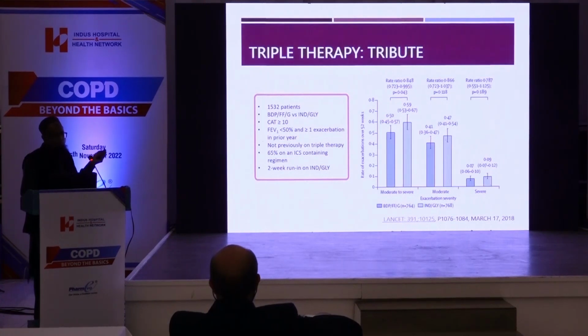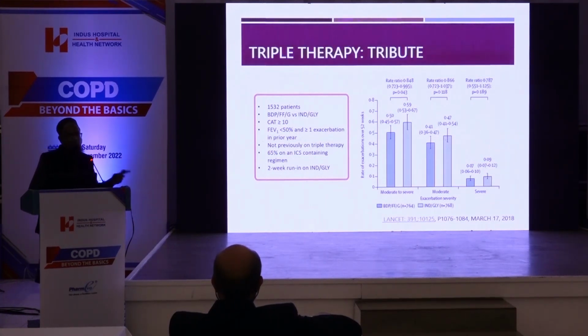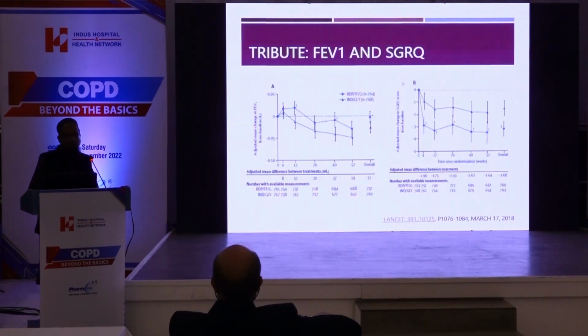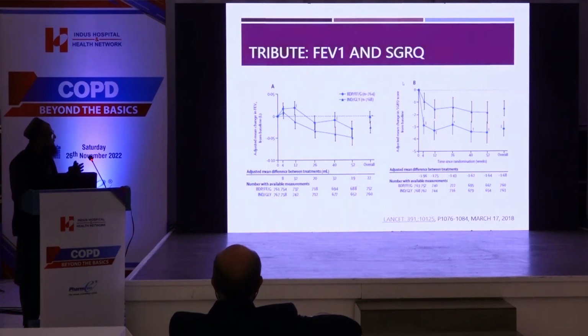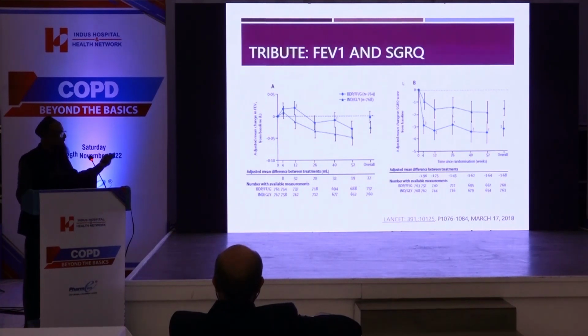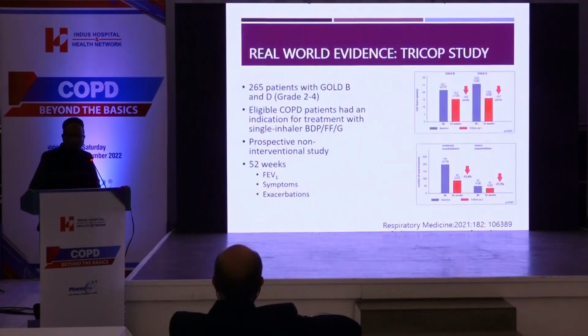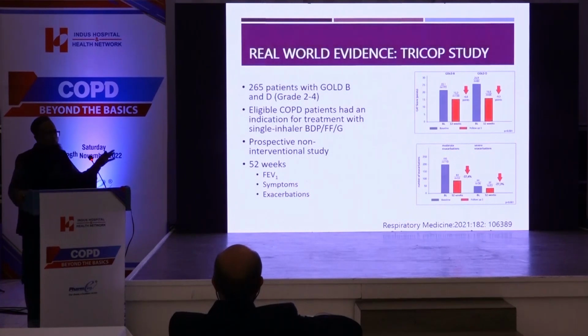The first trial published was TRIBUTE, and that shows that triple therapy reduces the exacerbation, but this trial fails to show the mortality benefit. But TRIBUTE for the first time proved that triple therapy also reduces the rate of decline in FEV1 and improves the quality of life by the St. George questionnaire. And this is the real world evidence.